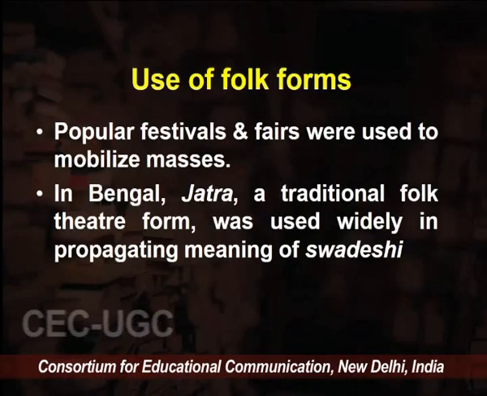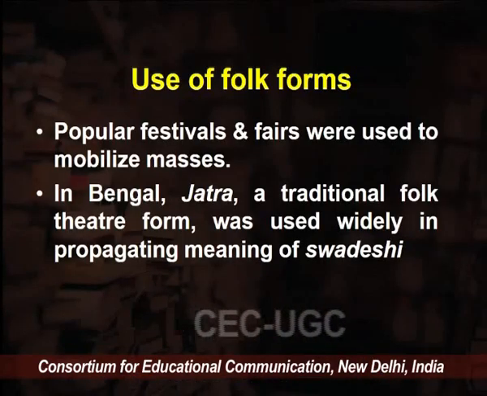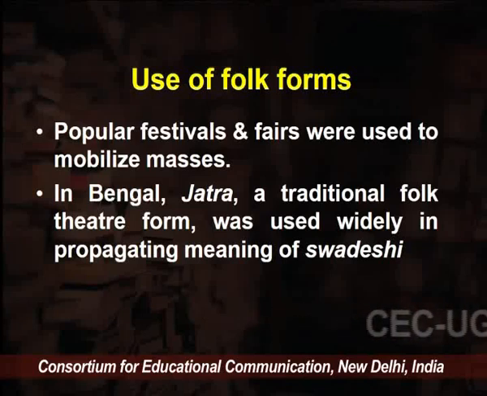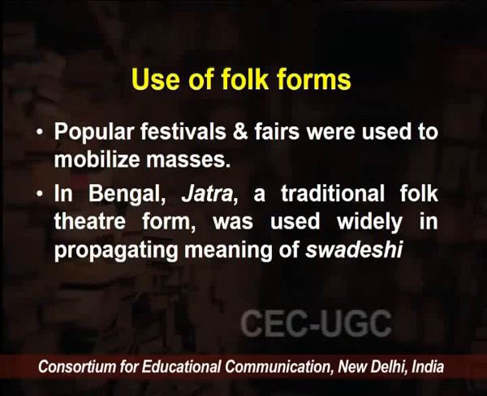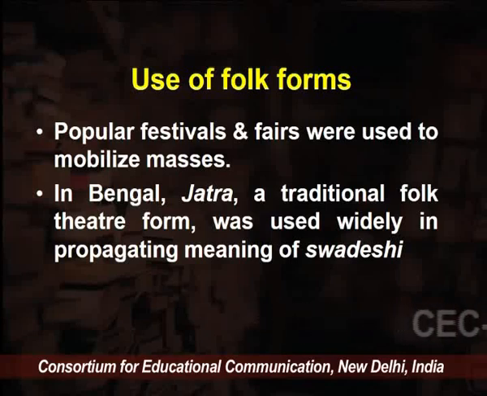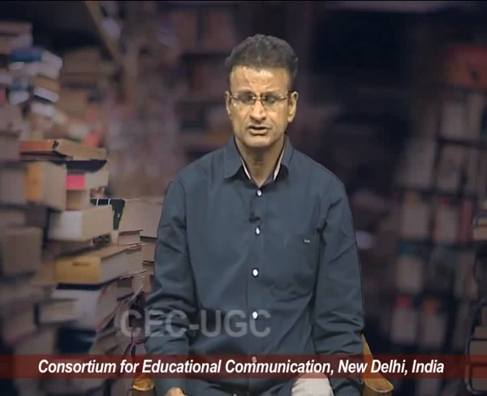So as we know, various kinds of folk forms were being used in the various festivals and fairs when they were being organized. In Bengal, for example, Jatra, a traditional folk theatre form, was used widely in propagating the meaning of Swadeshi. And in other regions we find other folk forms, whether Yakshagana for that matter, or Nautanki in other regions of India, and all these folk forms were trying to communicate the ideals associated with the Swadeshi and the boycott movement.